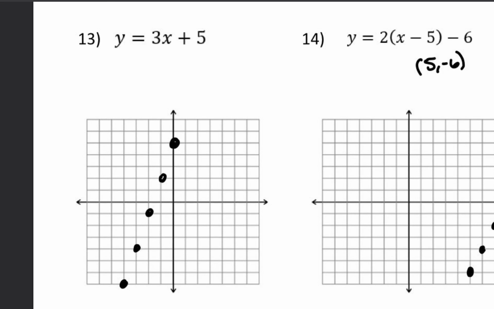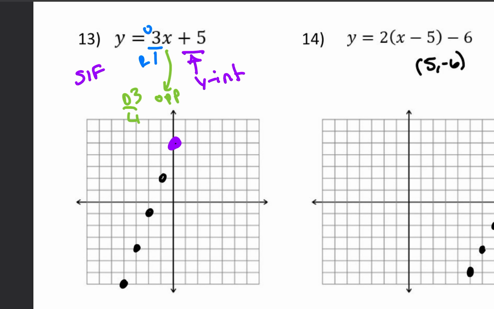Number 13, this is slope-intercept form, which means this is our y-intercept, which we'll find on the y-axis. This as a fraction is 3 over 1, which means we go up 3, right 1, but we can't do that. So instead, we do the opposite, which is down 3, left 1, and I do that to find all my dots, okay?